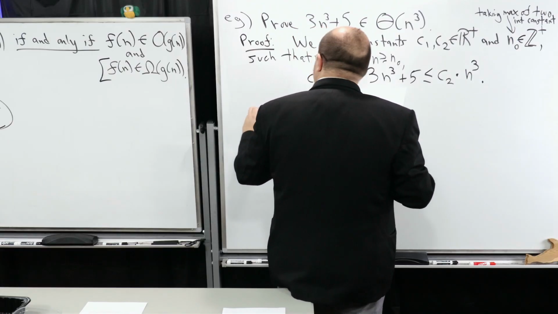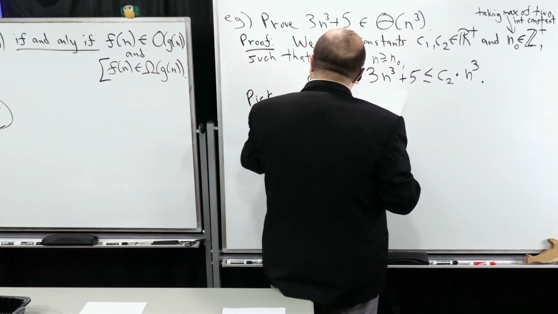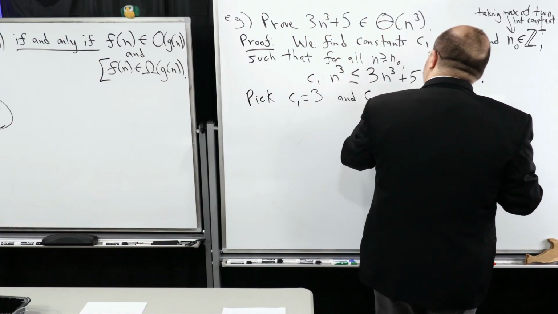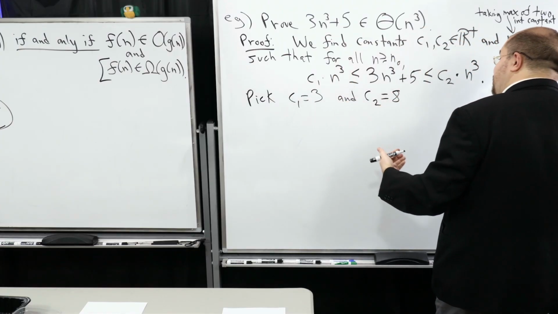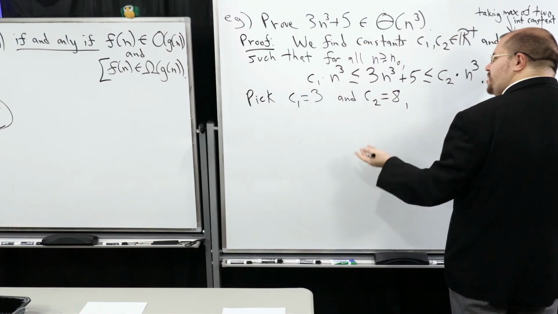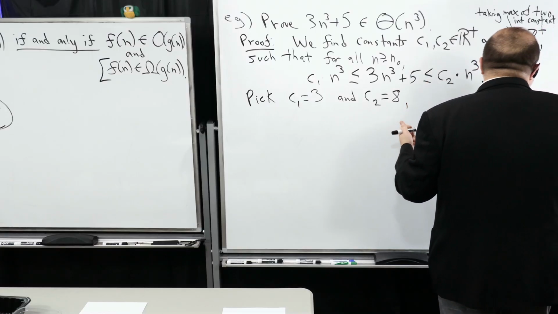So what I'm going to do is use my lookalike approach. We're going to pick C1 to be 3 and C2 to be 8. Now remember, the game plan is to find these constants, right? And we have to then show that they actually work. We don't have to show all of them. We just need these constants to work.